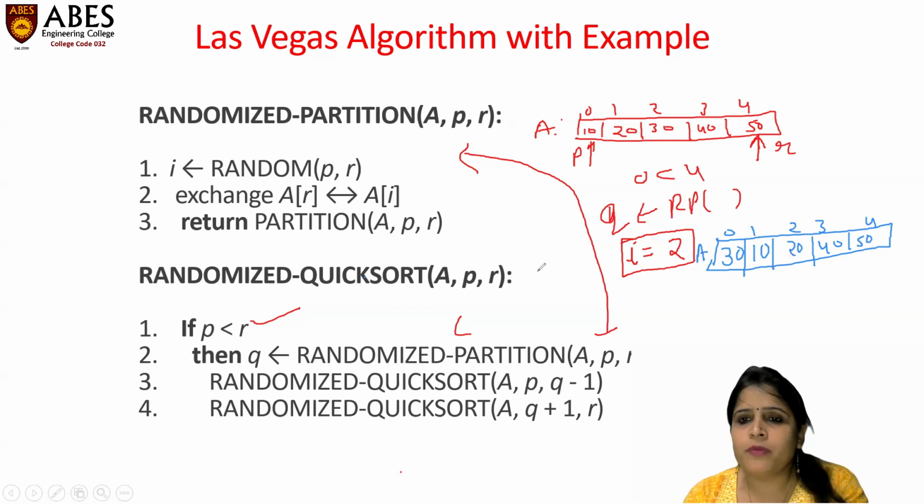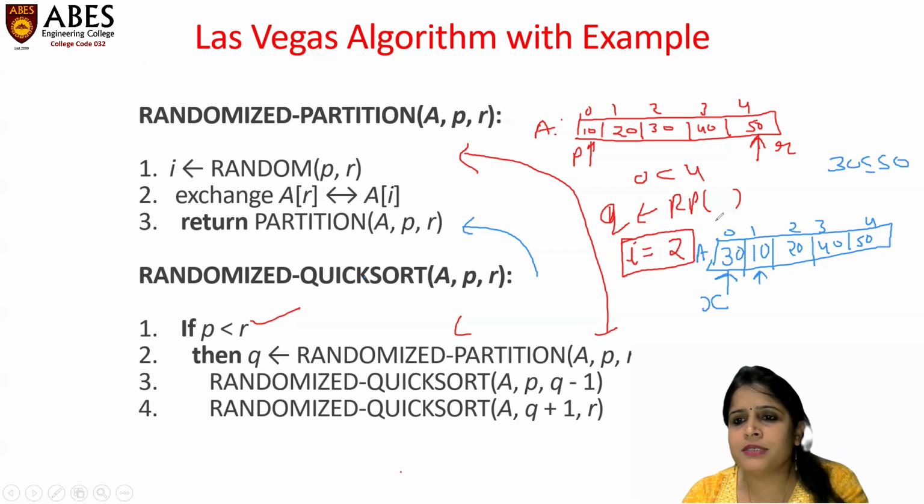Then we call the normal partition function. In the normal partition function, we select X, our first element, as the pivot element, or we can also choose 50 as the pivot element. Then we use two pointers for the comparison. In that case, we compare if 30 is less than or equal to 50. Yes, 30 is less than or equal to 50. No need to swap. Then we increment the value of I by 1.